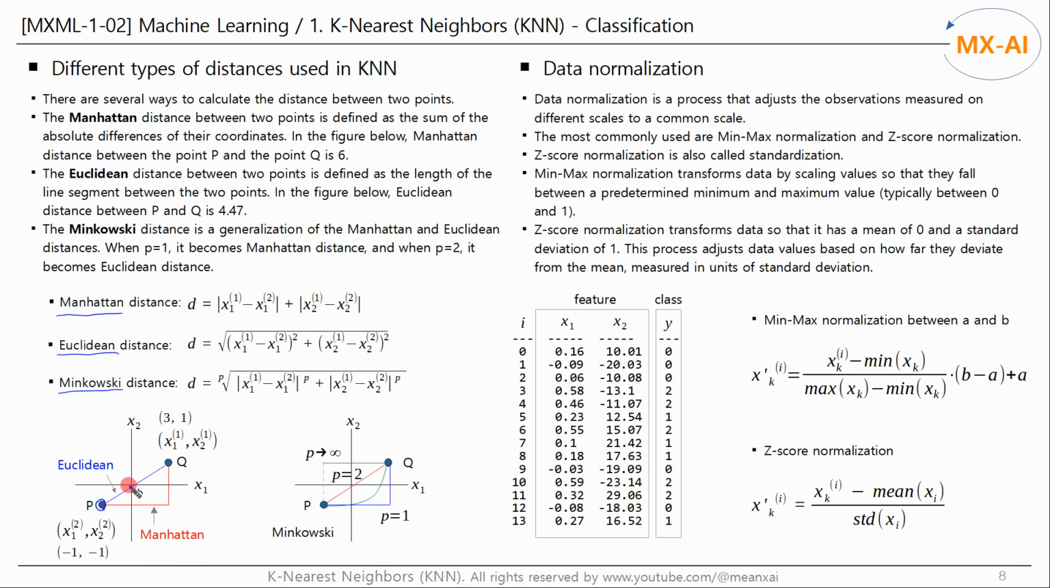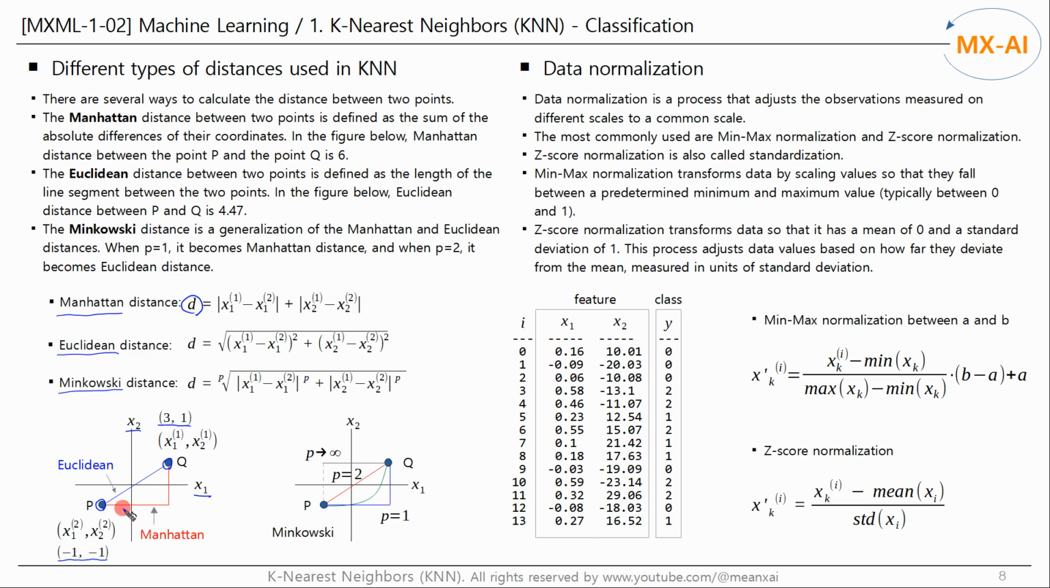There are 2 points P and Q on the x1, x2 plane. The point P is at -1, -1, and the point Q is at 3, 1. The Manhattan distance between 2 points is defined as the sum of the absolute differences of their coordinates. The formula to calculate Manhattan distance is as follows.